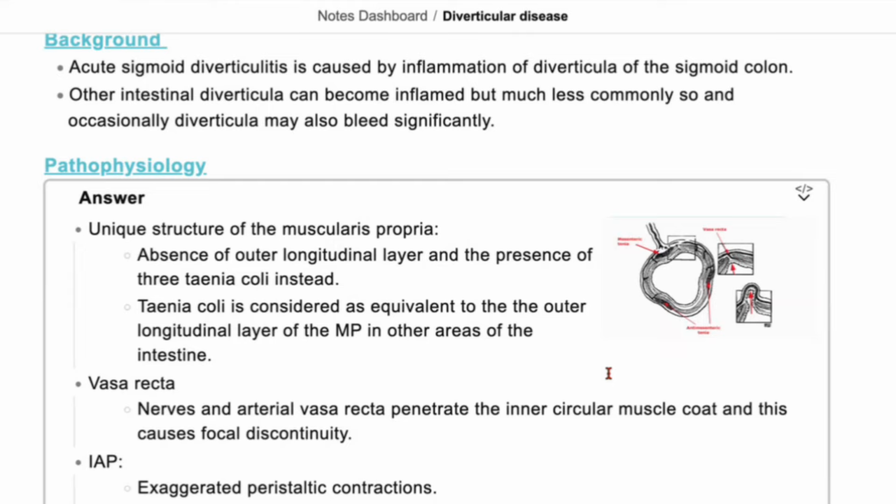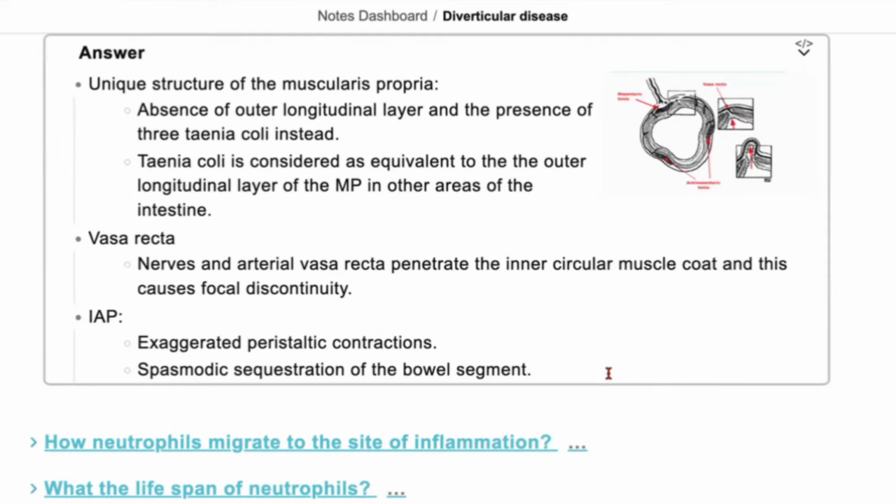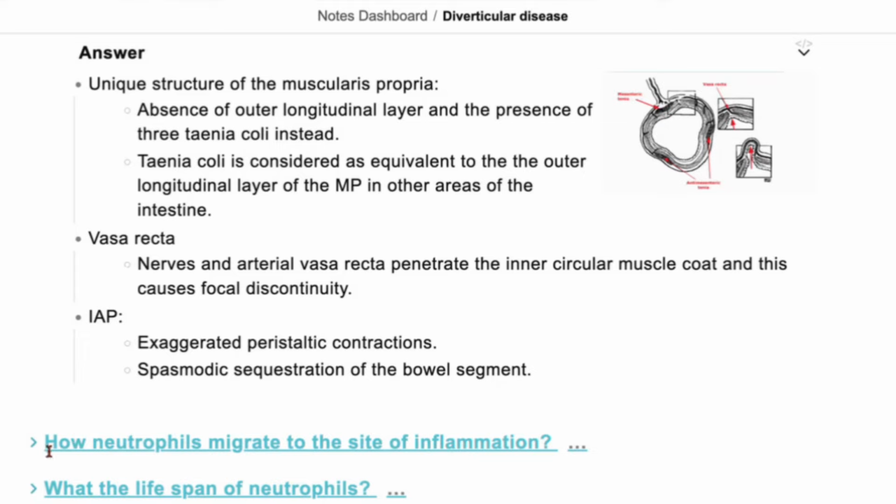All right, so how do neutrophils migrate to the site of inflammation? So neutrophils can migrate to the site of infection in 4 stages. The first stage would be rolling and tethering. The second stage would be adherence to the endothelial wall. Then we get transmigration of the neutrophils to the site of inflammation. And then finally, we get chemotaxis towards chemokines, such as interleukin-6 and other cytokines that are present.